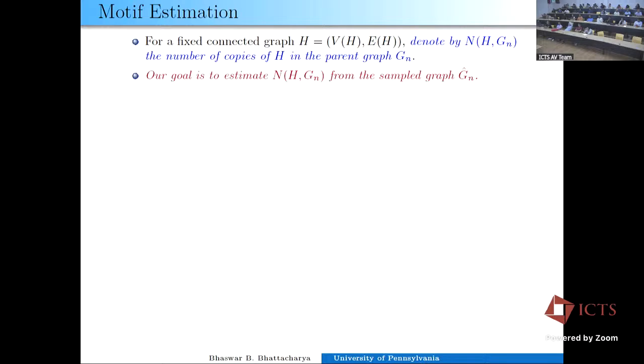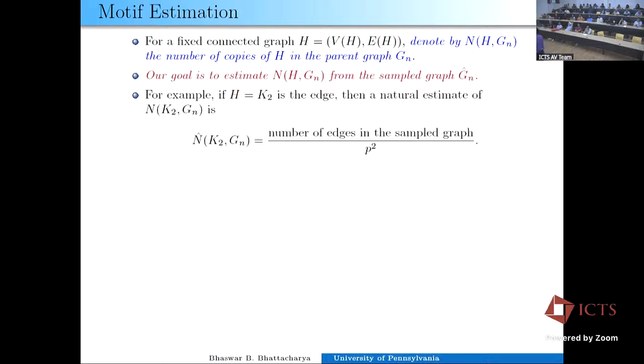No, that's also done in a different sampling model, but not in this model. So for the sake of simplicity and understanding what's happening, the running example throughout the talk will be to estimate the number of edges in the big graph. This is an easy problem. Edges are simple, but that's going to be a running example.